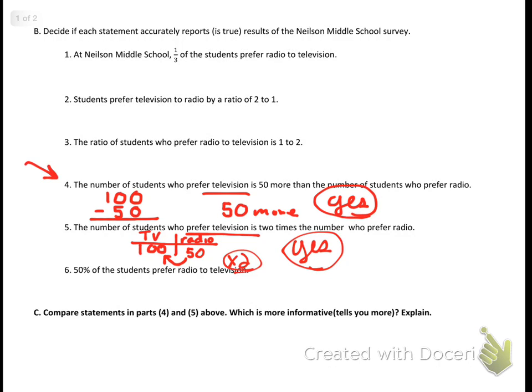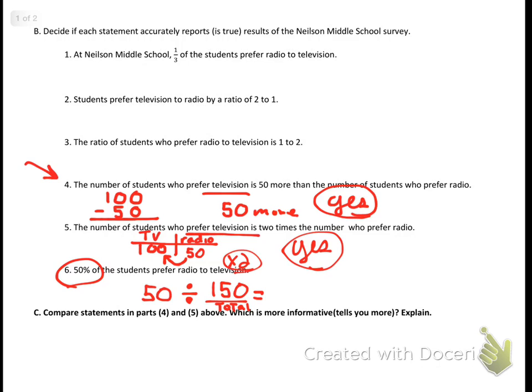Well, I know that 50 students like radio. Does that mean 50% of the students prefer radio to TV? Well, how do I find a percent? I know that 50 students prefer radio, and I need to divide that by the total, which is 150. So 50 divided by 150. Go ahead and put that into your calculator.